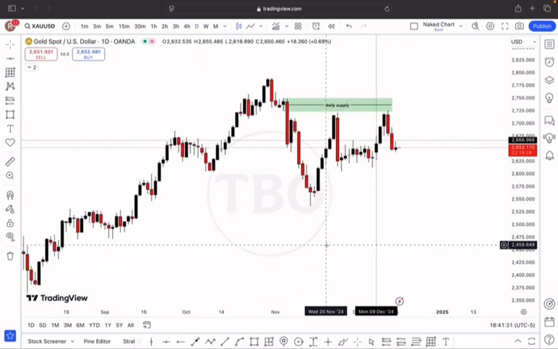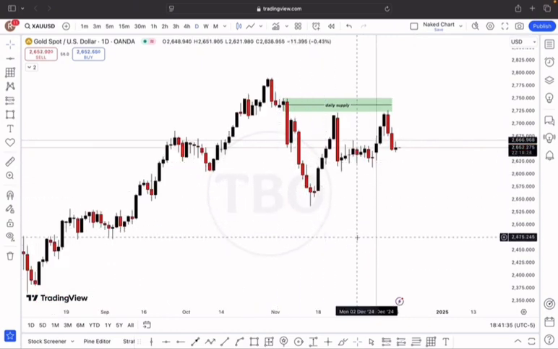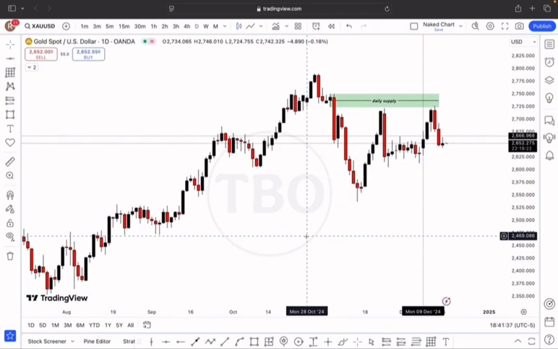It's pretty simple, right? It's an indecision candle and you want to make sure that you're on the right side of the market. You're always following the trend, because what? The trend is your friend.